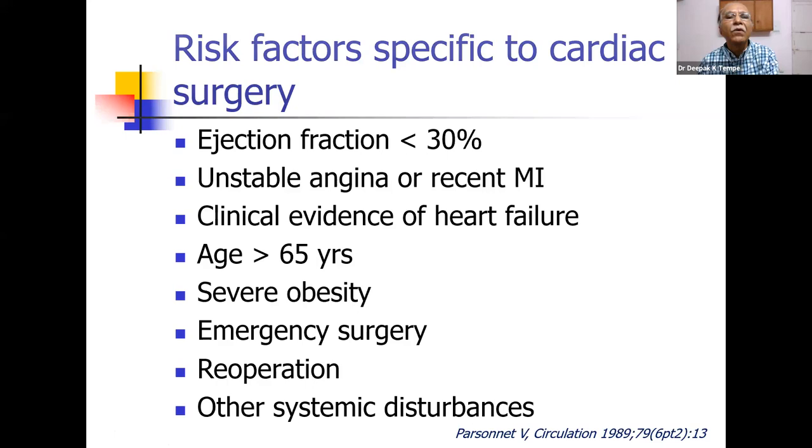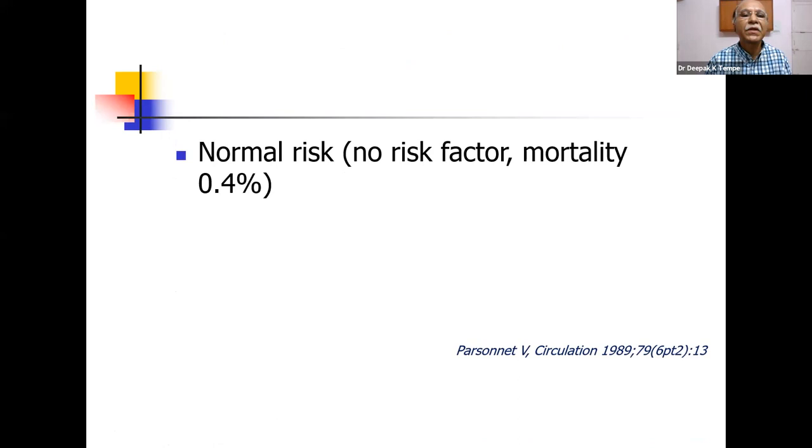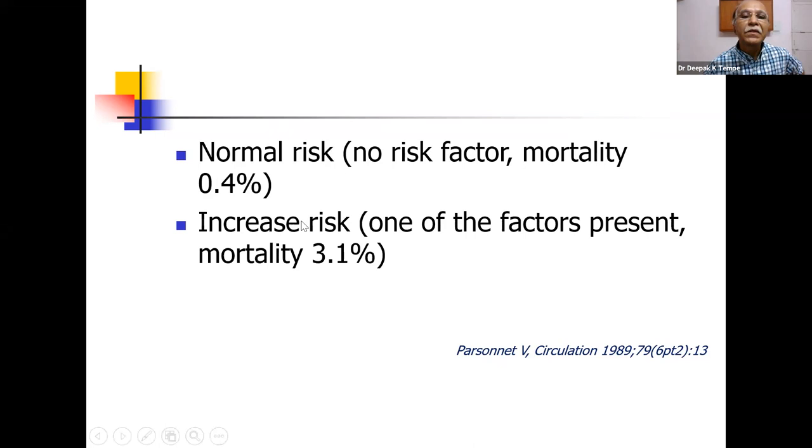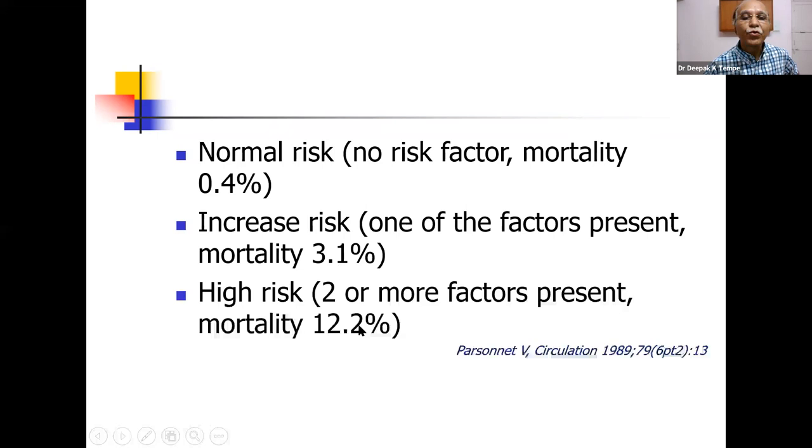How do you evaluate that score? If the risk is normal, if there are no risk factors present, the mortality is 0.4%. So here is a scoring system which actually provides you the risk in terms of the actual percentage, the numbers here. And there is an increase in the risk if one of the factors is present, then the risk of mortality is 3.1%. And there is a high risk of mortality of 12.2% if two or more factors are present. But as I mentioned, many of these risk factors are modifiable, and they have been modified, and we have improved in managing these problems in our day-to-day practice. So I would not really give much importance to these numbers and the score in present day clinical practice, although it is a good scoring system that was presented about 30 years ago and was practiced for a fairly long duration of time.